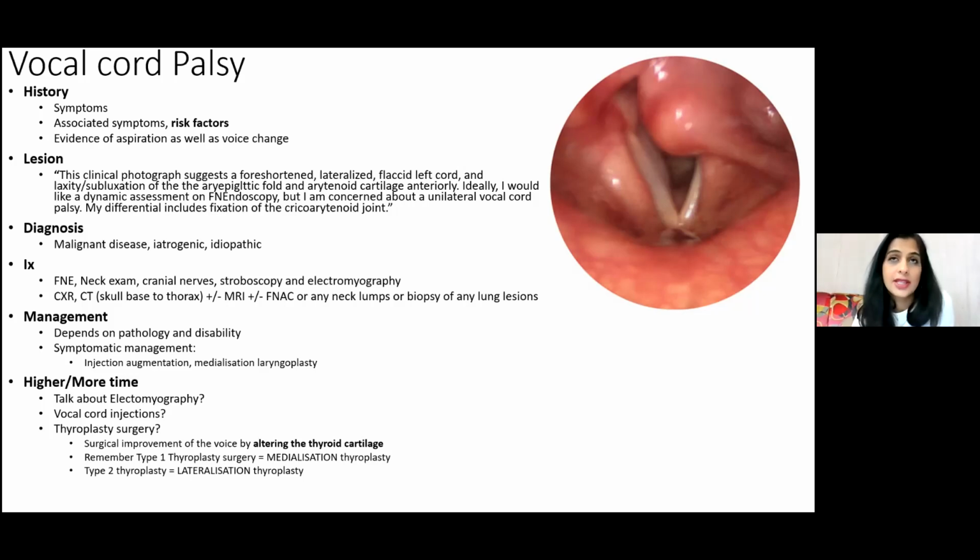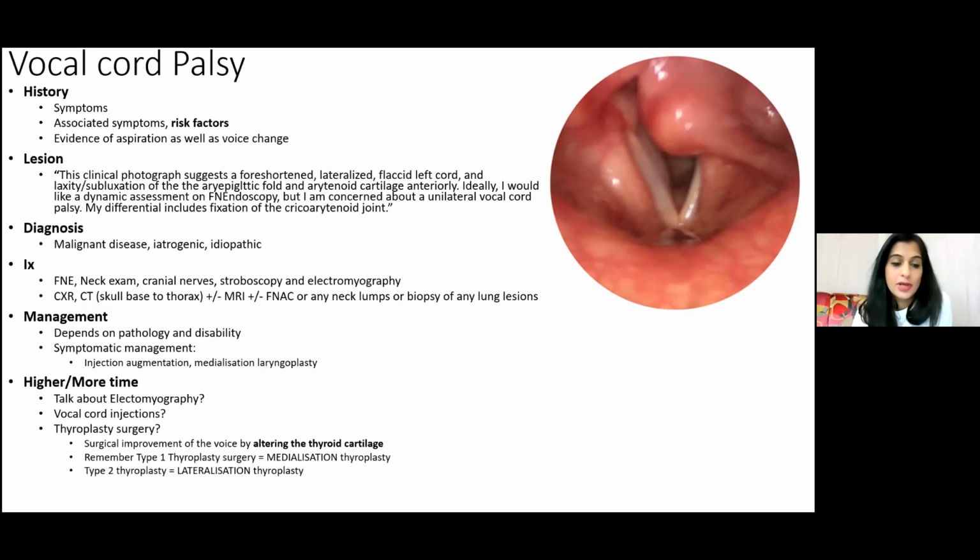Vocal cord injections, I think, is a useful one to talk about. A bit like they might ask you about microlaryngoscopy. They might ask you about how you have done vocal cord injections, or if you've seen them being done, and also the materials that you're aware of, so Medpor and those kind of things, and what you know about their time to degradation and repeat procedures and that kind of thing.